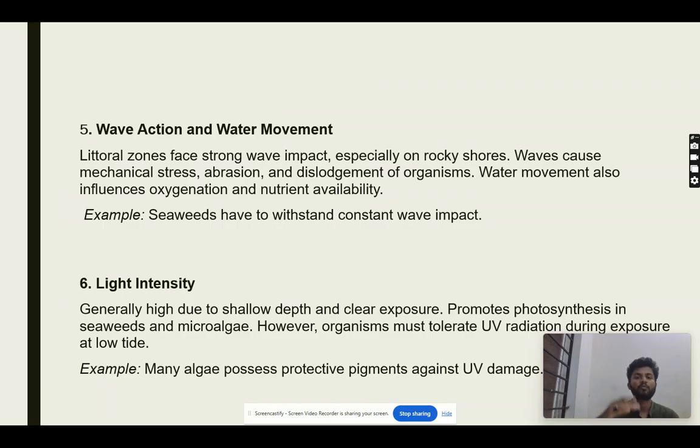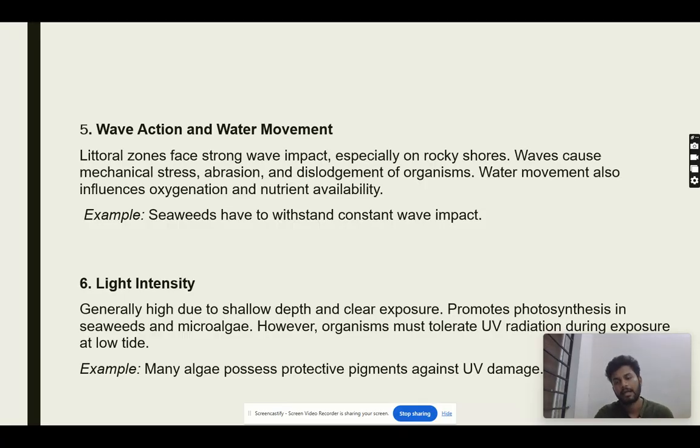Then wave action and water movement. Waves, as we all know, are basically up and down movements of the ocean surface, mainly caused due to the movement of the wind only. This is not a gravitational pull, basically due to the wind. So littoral zones face a strong wave impact, especially on rocky shores. So waves cause mechanical stress, abrasion, dislodgement of organisms. Water movement also influences oxygenation and nutrient availability.